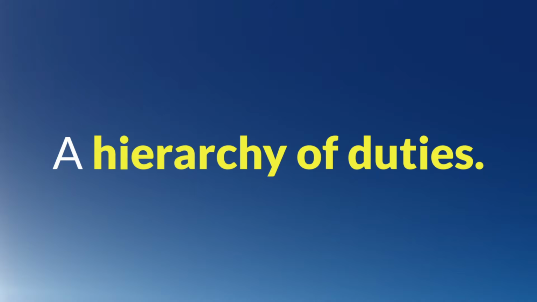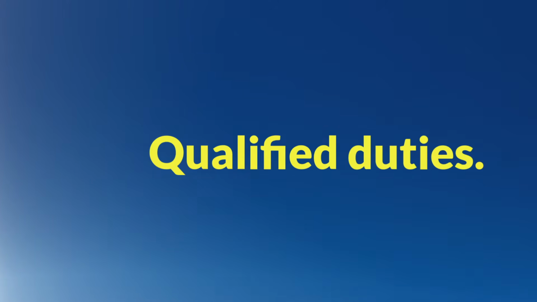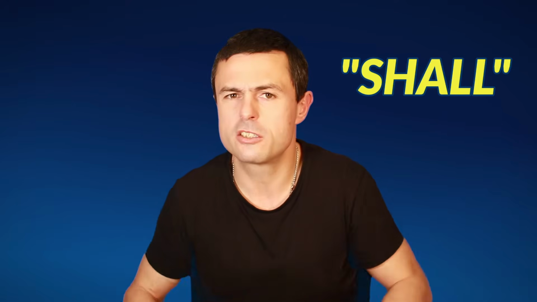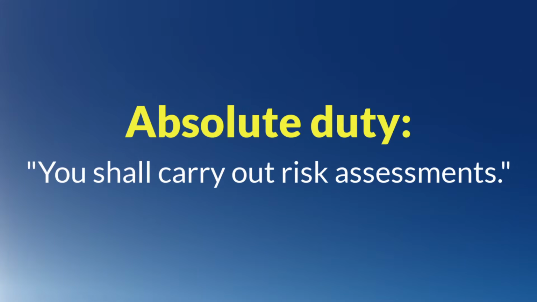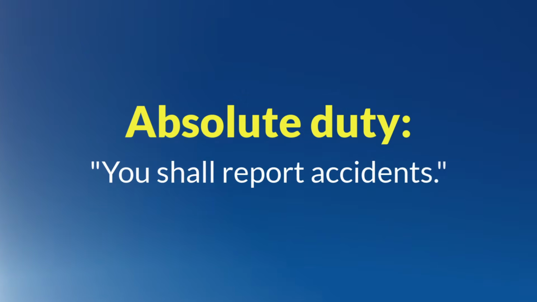So what we have in law is what we call a hierarchy of duties. We have two types of duty. We have absolute duties and we have qualified duties. An absolute duty usually has the word "shall" in it, and not much else. So it's you shall carry out risk assessments. You shall carry out research. You shall report accidents. When you have the "shall" followed by whatever it is, it means that you shall do it with no exceptions.